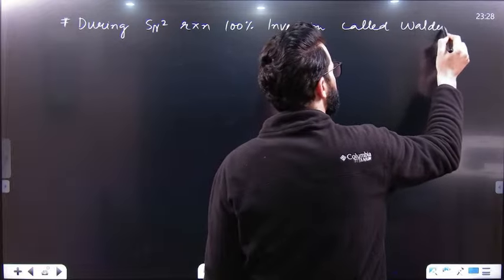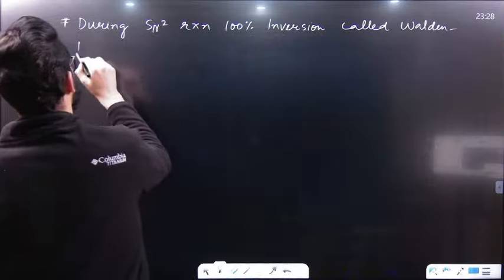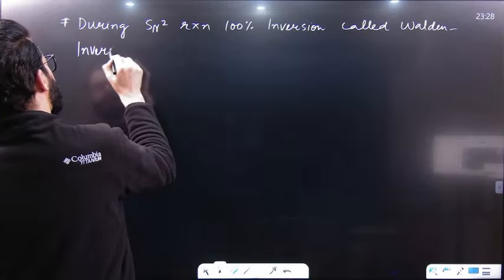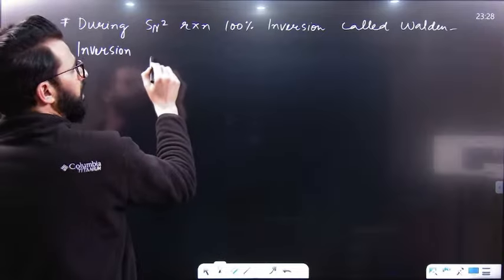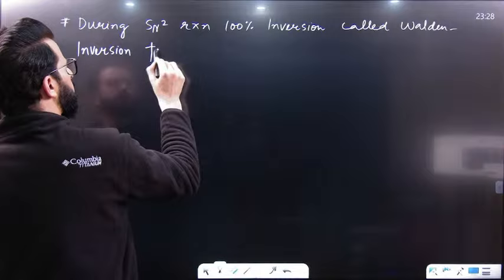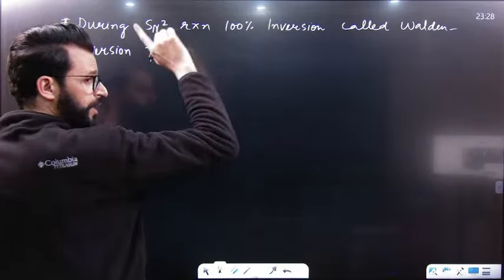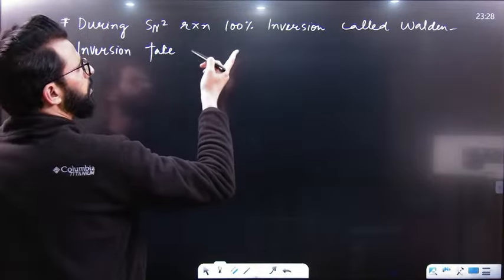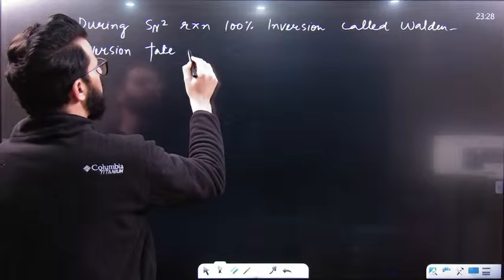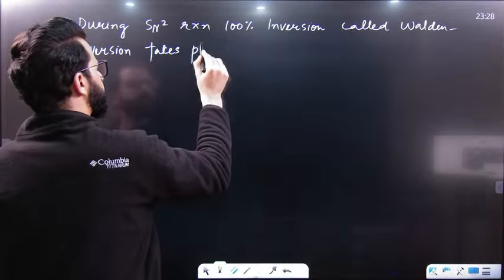Walden inversion takes place. So here 100% inversion takes place. But in SN1, partial racemization takes place. More inversion as compared to retention takes place. So Walden inversion takes place.